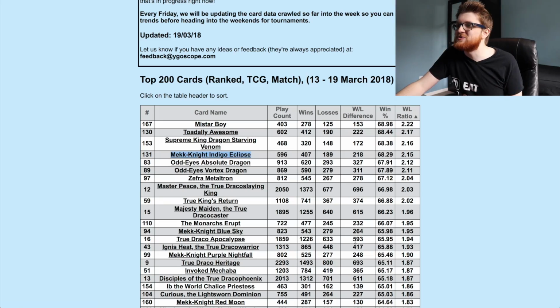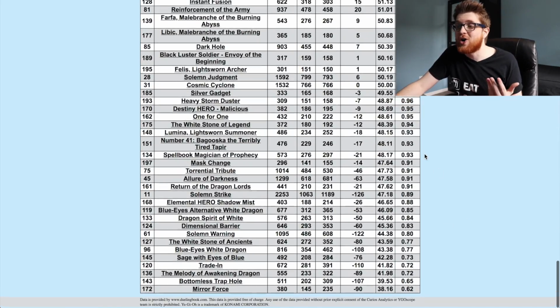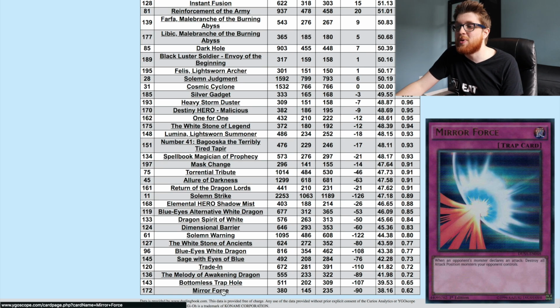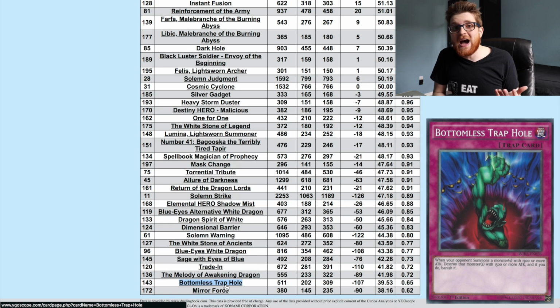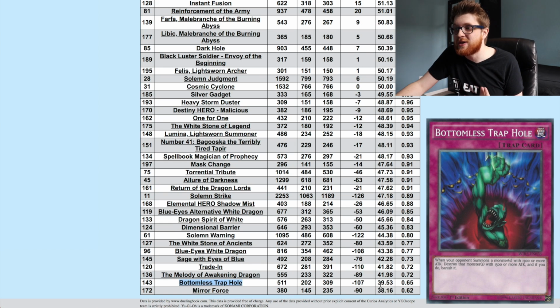What I wanted to do as well was go all the way to the bottom and just show you guys what the worst cards were of last week. We see stuff like Mirror Force and Bottomless Trap Hole. These cards are probably down here because they're very easily disrupted and can be destroyed before your opponent, you know, goes on with their plays. So that's why these cards have a win rate of about 38 to 39%.